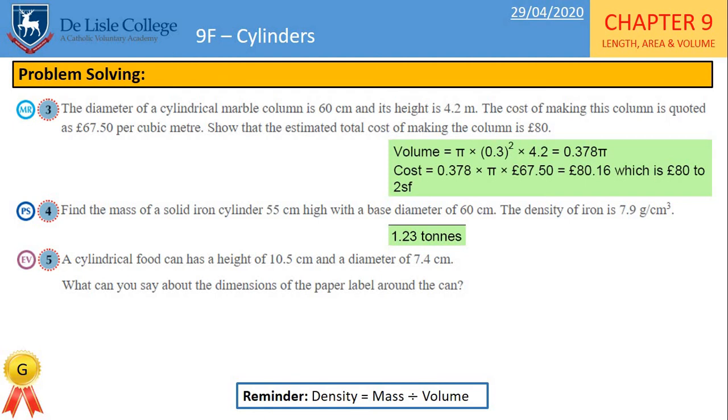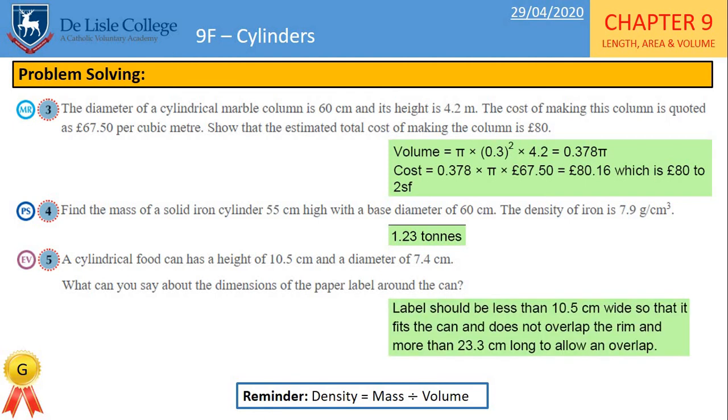And question 5, this is a surface area question, or an area in terms of the curved part. So you're looking at the circumference and you're looking at the height of the cylinder. So since the height is 10.5 centimetres, the label doesn't want to go over onto the top or the bottom of the can. But we do want the label to overlap when it's going around the can on the curved part. So we do want the label to be a larger length than the circumference of the circle, which is 23.3 centimetres.